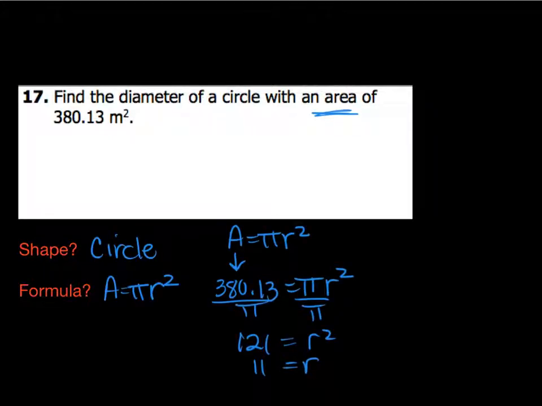All right, walking through the problem. It is a circle. Formula is pi r squared. We substitute the area in, which is 380.13 is equal to pi r squared. We divide by pi. We get 121 is equal to r squared. We take the square root of each side and we get r is equal to 11. The problem says what is the diameter? And so the diameter is going to be twice the radius. So the diameter is going to be 22 meters.